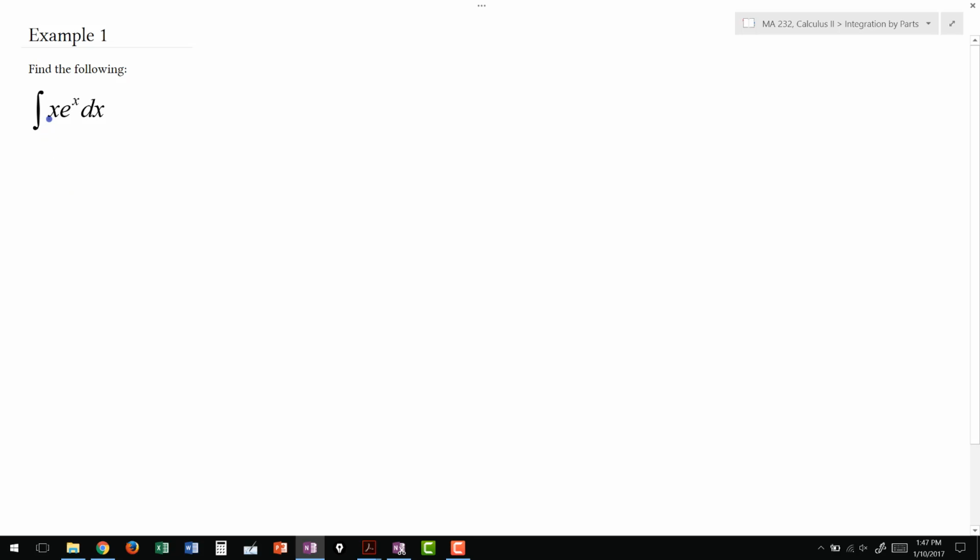So here, it looks like if we let u be equal to x, then that should work because u prime is the derivative of x, or just 1, which is simpler. Now, what's left is v prime has to be equal to e to the x. Now that's okay too, because the integral of v prime is the integral of e to the x, and that's just itself.